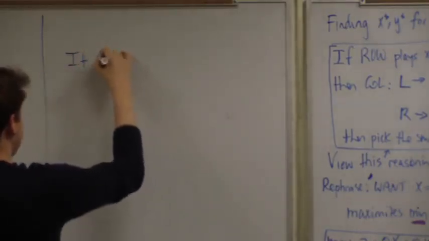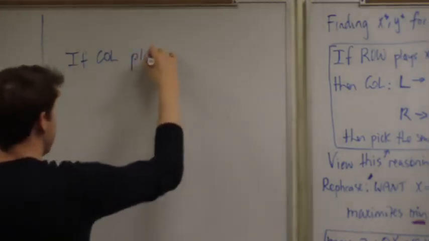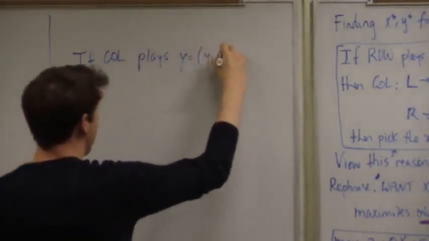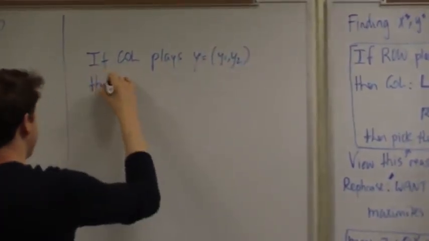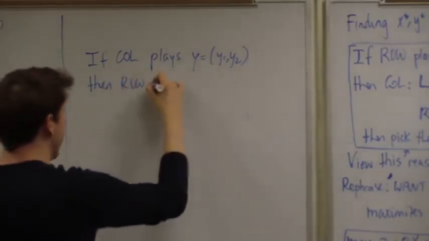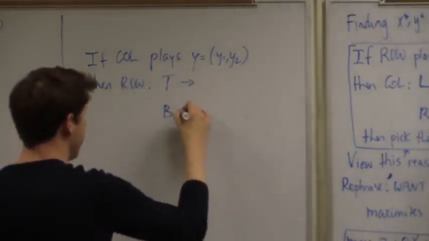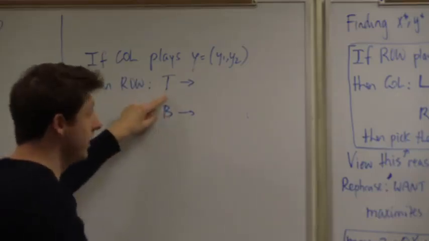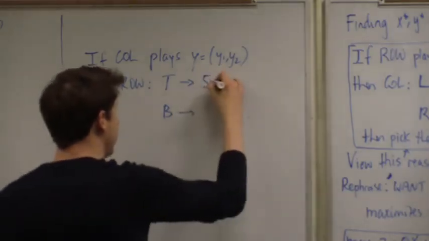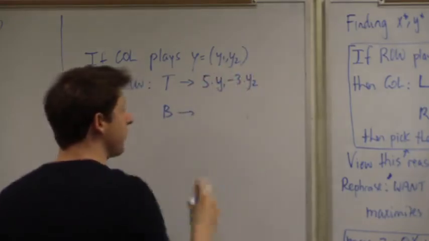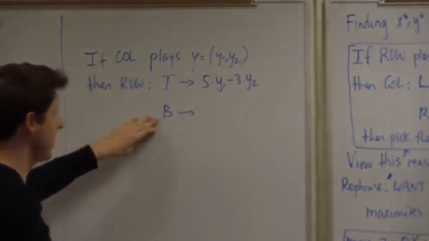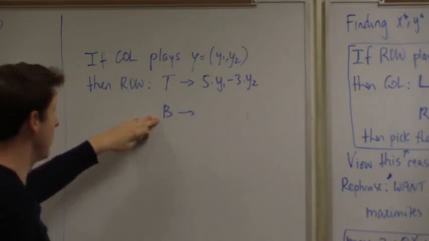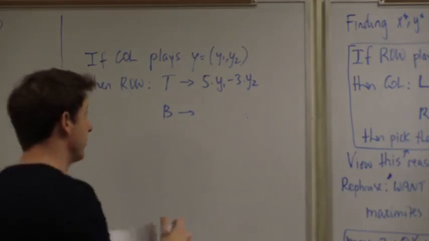So if the column player plays y, which is now generic (y1, y2), then the row player has a top and a bottom option. In the top option, he is going to experience 5 with probability y1 and -3 with probability y2. So here I'm going to write 5 times y1 minus 3 times y2. And if the row player plays bottom, he's going to experience -1 with probability y1 and 1 with probability y2.